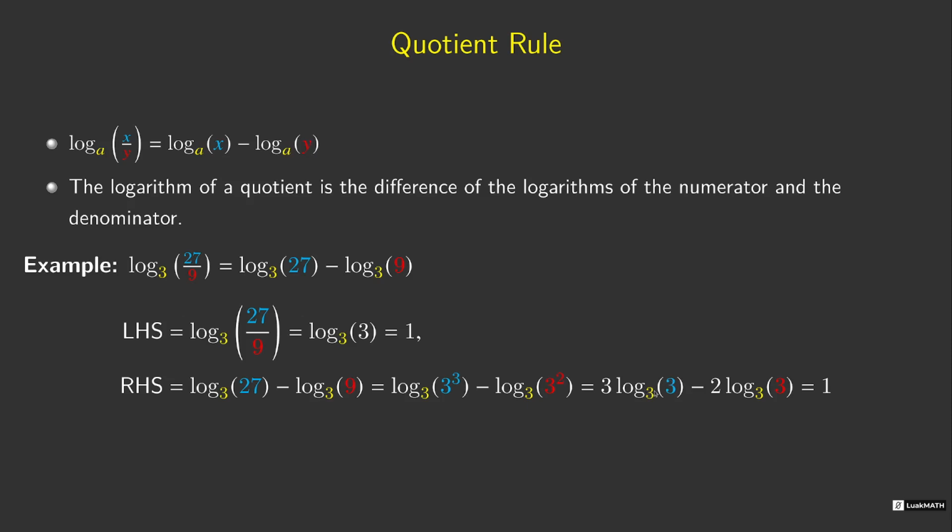And you see the base and the log match here. So this is 1. The log and the base match here. So this is 1. So basically you have 3 minus 2, which is equal to 1. And clearly this shows that the left-hand side is equal to the right-hand side. Which means this equation here is essentially correct.